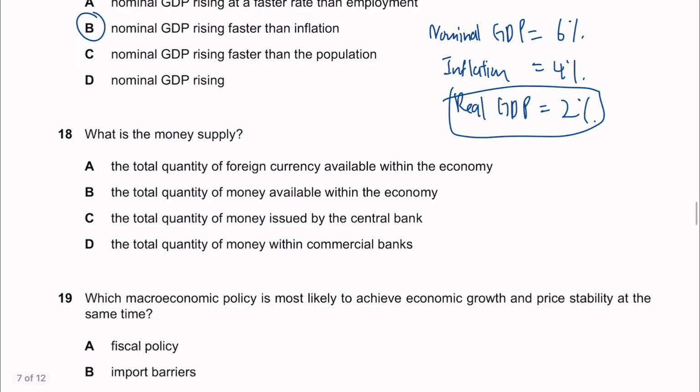Question 18. What is the money supply? Total quantity of foreign currency. This is not correct. Total quantity of money available within the economy. Yes, correct. Whenever we say money supply, it's always the money within the economy. Don't talk about money outside of our economy. Money issued by central bank, no. Quantity of money within the commercial bank, no. We're talking about the whole economy. So B is correct.